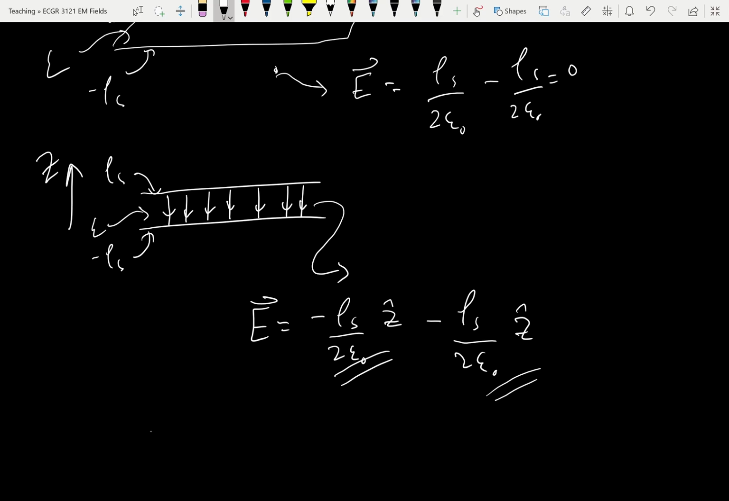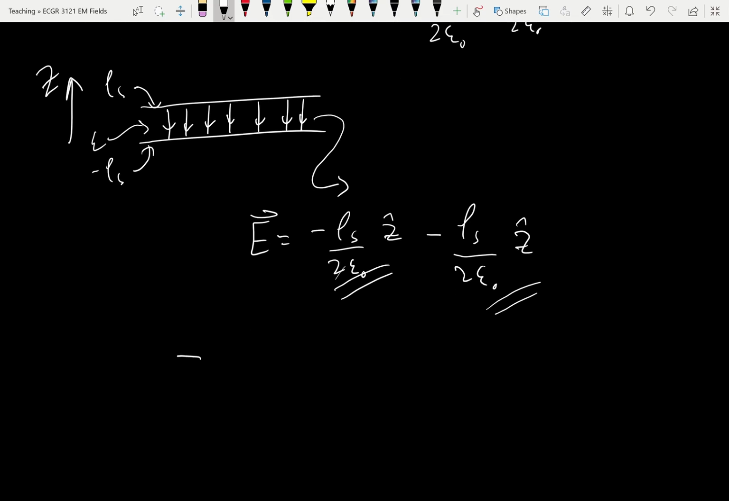So the 2 goes away and we end up with E being minus z hat rho s over epsilon. Sorry, this is epsilon, not epsilon naught, because I'm assuming some material between the plates that is other than air.